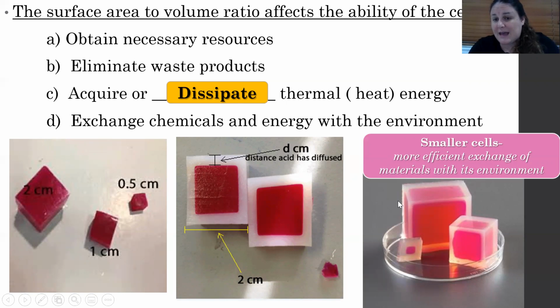Notice that in the large cell, there's barely any color change. So if we were to measure that, it'd be a very small amount. In the medium-sized cell, there's more. And in the smaller cell, that's where we saw the most color change. That means that more of the molecules were able to diffuse or move into the cell and get farther. And that's showing us how important that surface area to volume ratio is.